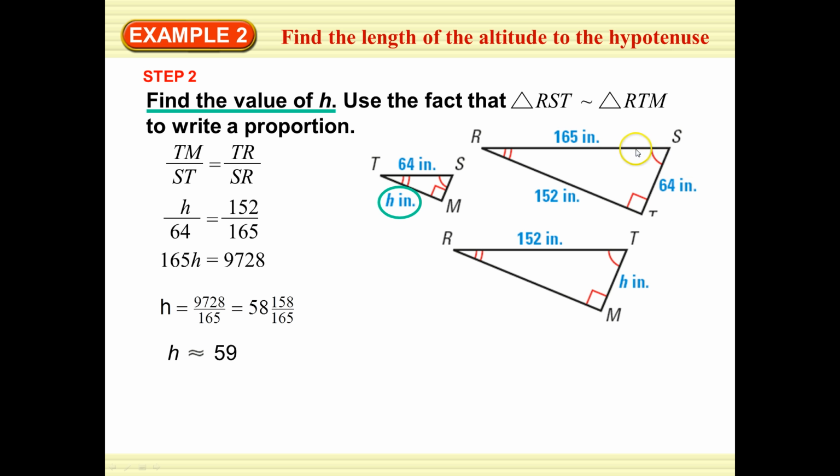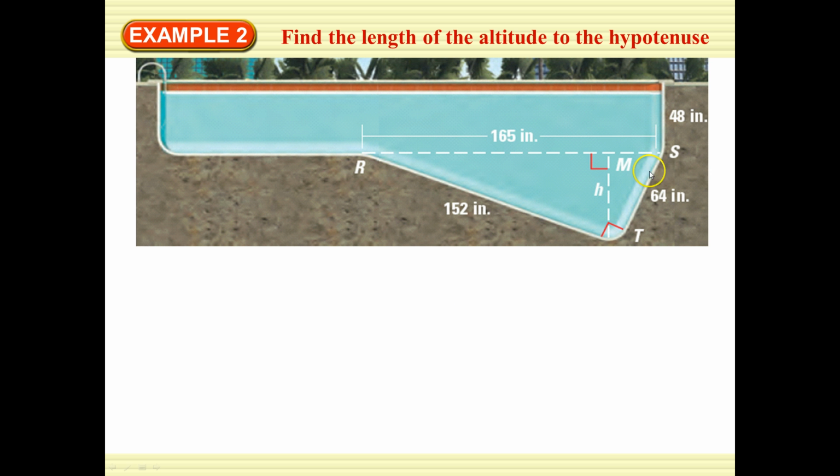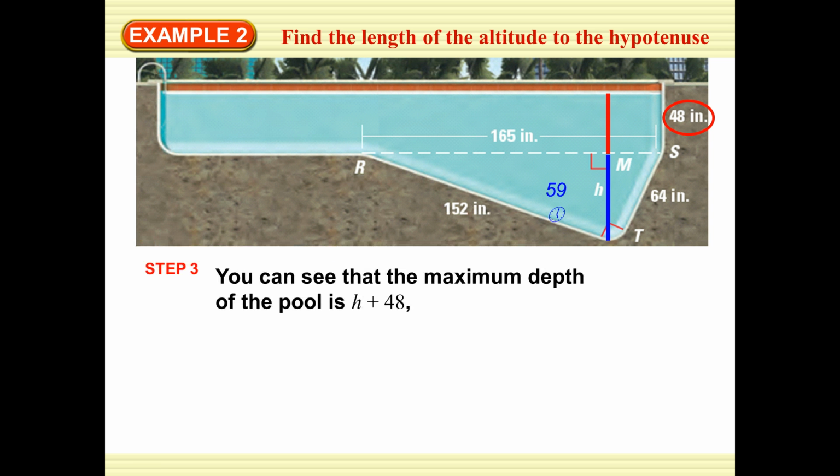That was just for the deep end. That was right there to there. But remember, we had water above this. In fact, we had 48 inches of it. So to finish the problem, we just got to tack on that 48 inches to the answer that we just got, which is pretty easy if we approximate it at 59 inches.